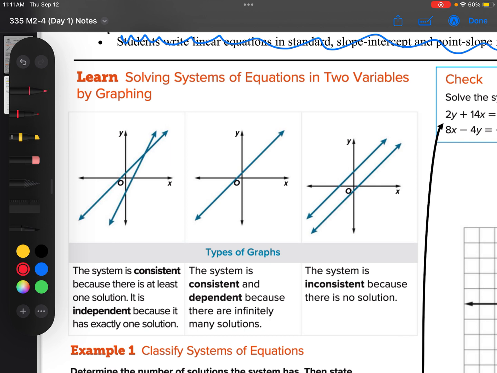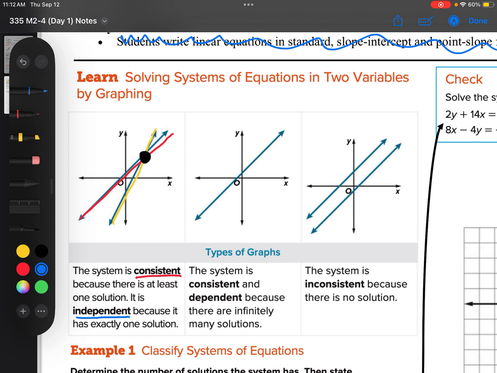So you can see that we have two equations that are graphed in this first example. They have one solution. So when two graphs intersect, it has a solution. So this would mean that it's consistent. As long as it has at least one solution, it's consistent. And it's independent because it has exactly one solution. So the way I remember this is systems of equations are independent if they're two separate lines that are coming together at one point, okay?